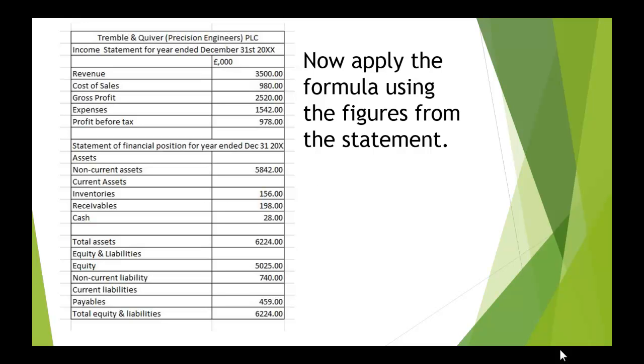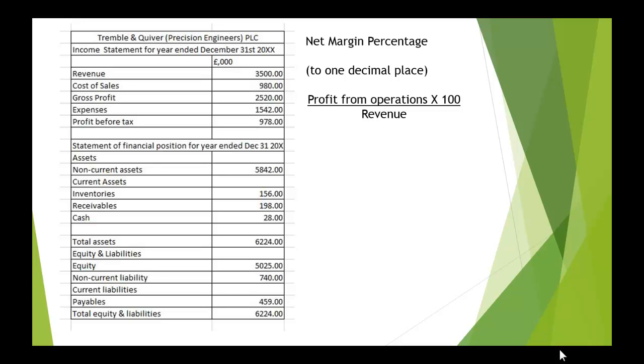So I'm going to apply that formula using the figures from the statement. I'm looking for the profit from operations, I'm looking for the revenue. And the profit from operations I can see as 978, that's profit before tax, and the revenue stays as was before, 3,500. So I work that out and I get 27.9% to one decimal place. In most of these examples you'll find if it goes to decimal places, we'll tell you how many decimal places we would like you to work to.